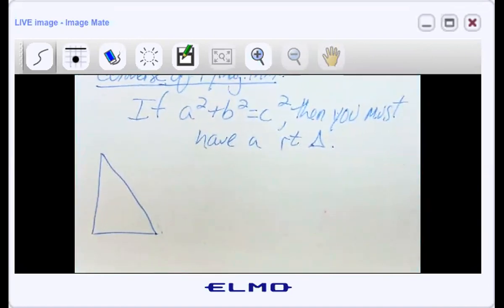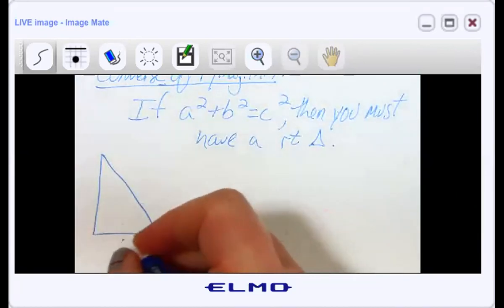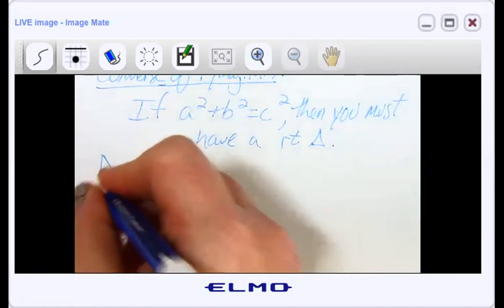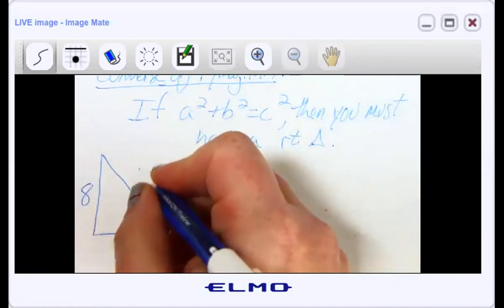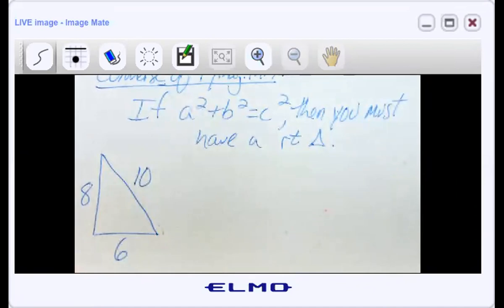I have no idea. So one way I can check it is by measuring the three sides, and let's just pretend that the three sides came out to be, oh, I don't know, how about 6, 8, and 10. So what I can do is I can pop these numbers in for A, B, and C and see if the Pythagorean theorem holds. And if it does, then this has to be a right triangle. Wow. All right, well, let's try it.